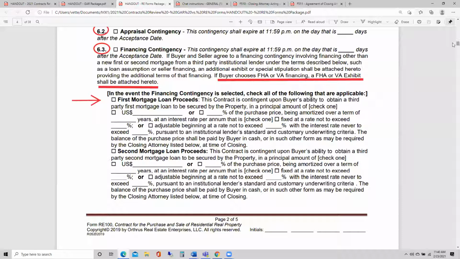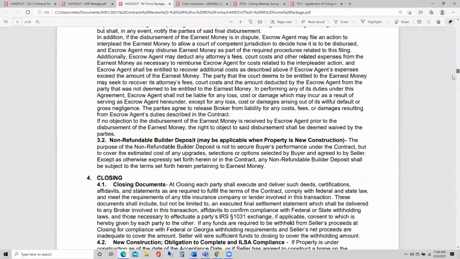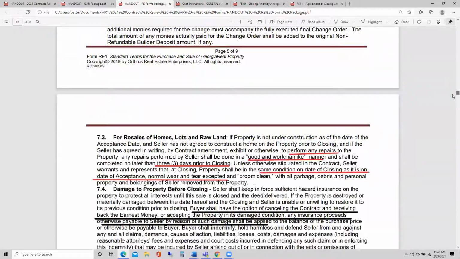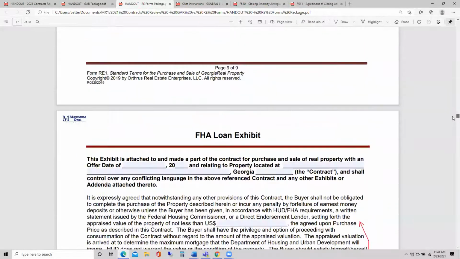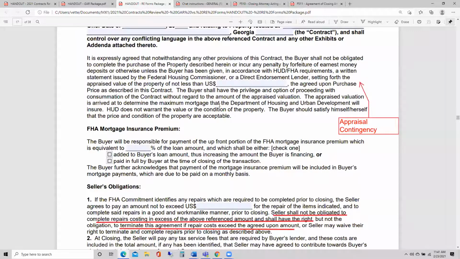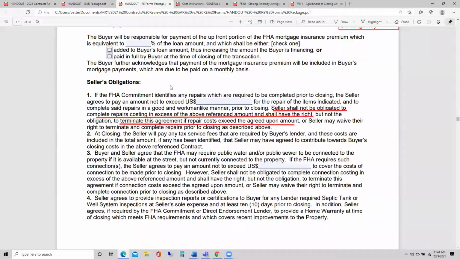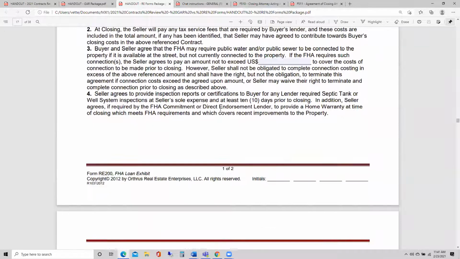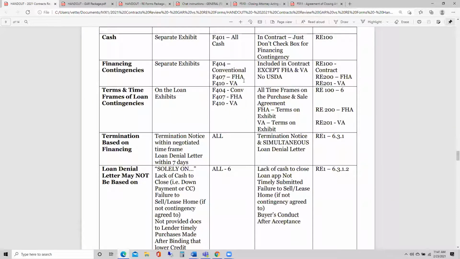Now, again, in the RE Forms, if you are getting conventional, this is all you need. If you are getting FHA or VA, close your eyes so you don't get seasick. There is a separate, okay, you can open your eyes now, FHA loan contingency exhibit. There's no time frame on this exhibit because the time frame is in the purchase and sale agreement, but the rest of the terms are spelled out on this exhibit for FHA. And same thing for VA under the RE Forms.